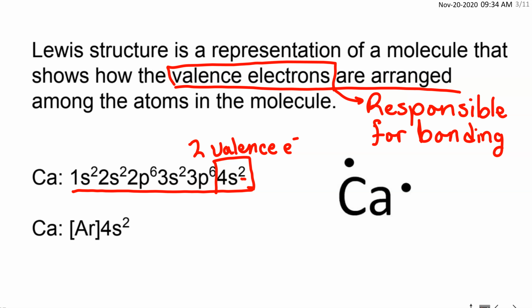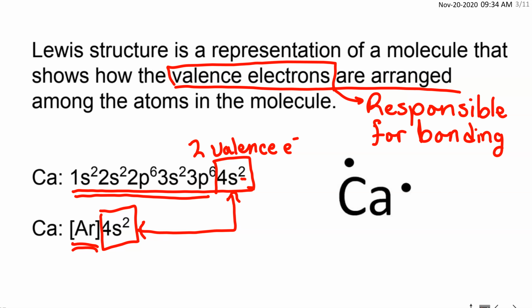Now, if we look at the shorthand configuration, remember that the first part of the configuration up to the 3p6 represents a noble gas. In this case, it represents argon, which is the noble gas right before calcium. So what's left are the valence electrons. Notice these are the same. So a noble gas configuration shows you the valence electrons, which is very important.